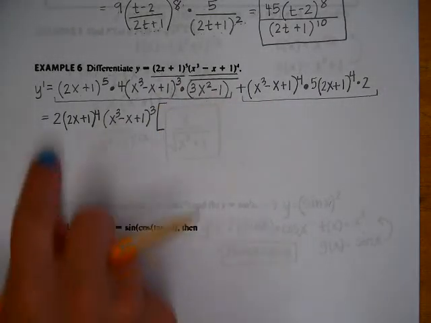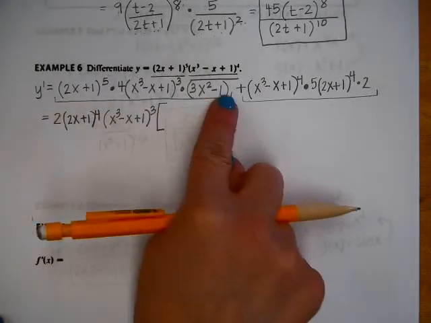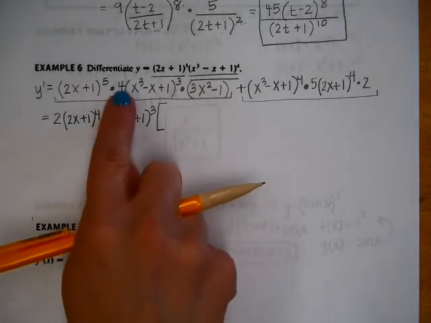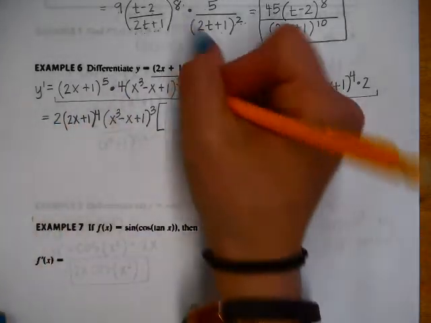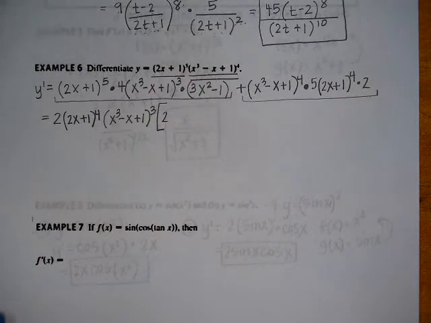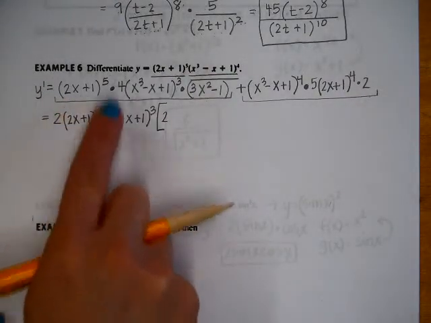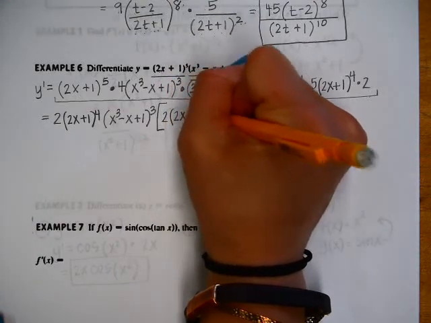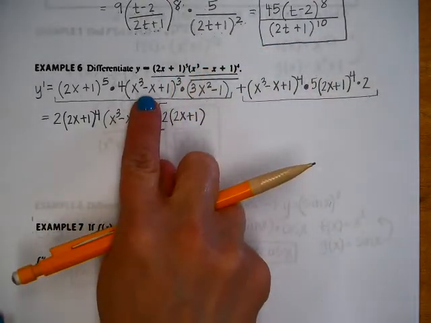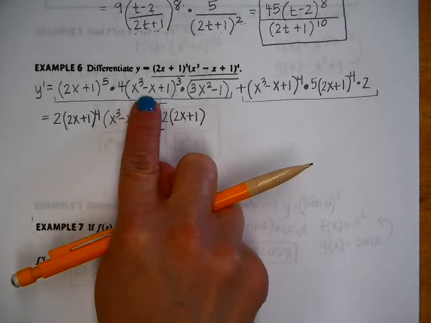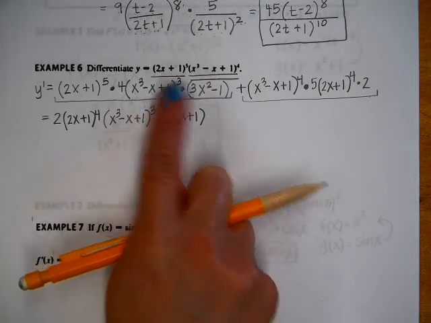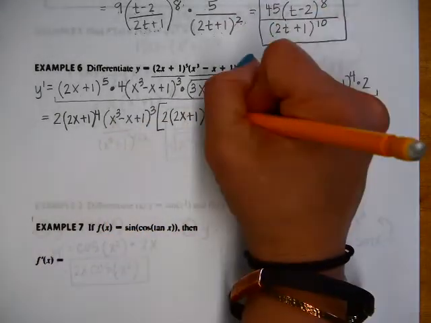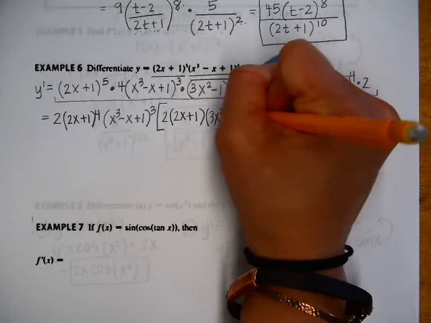So now we're essentially factoring this out of all of this and seeing what's left on the inside, and then we'll reduce that, okay? So 4 divided by 2 is going to be 2. If I have 5 2x plus 1s and I pull 4 out, then I'm going to have 1 left. If I had 3 x cubed minus x plus 1s and I pull 3 out, I'm not going to have any left. And then I need to bring down my 3x squared minus 1.